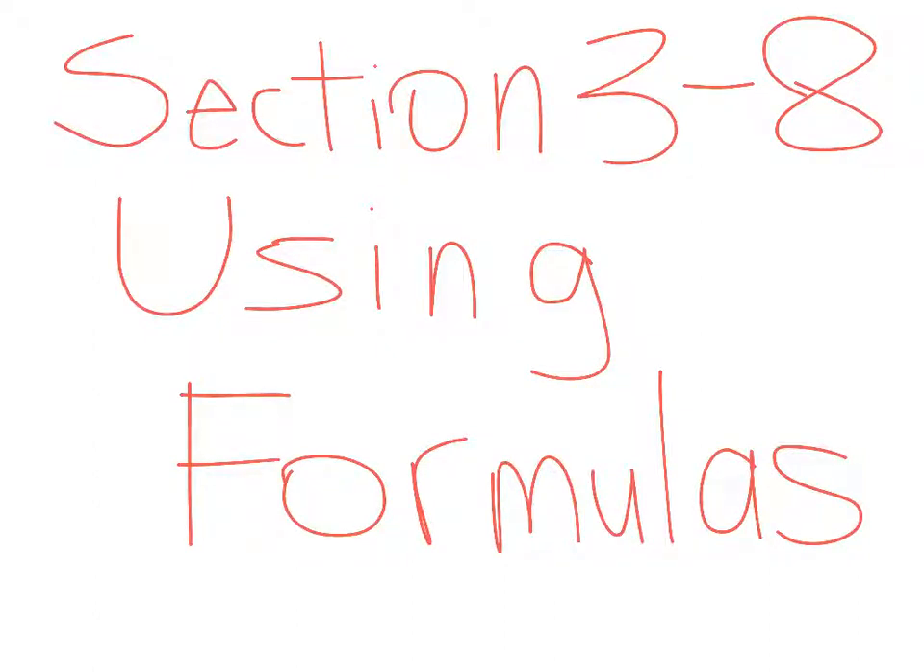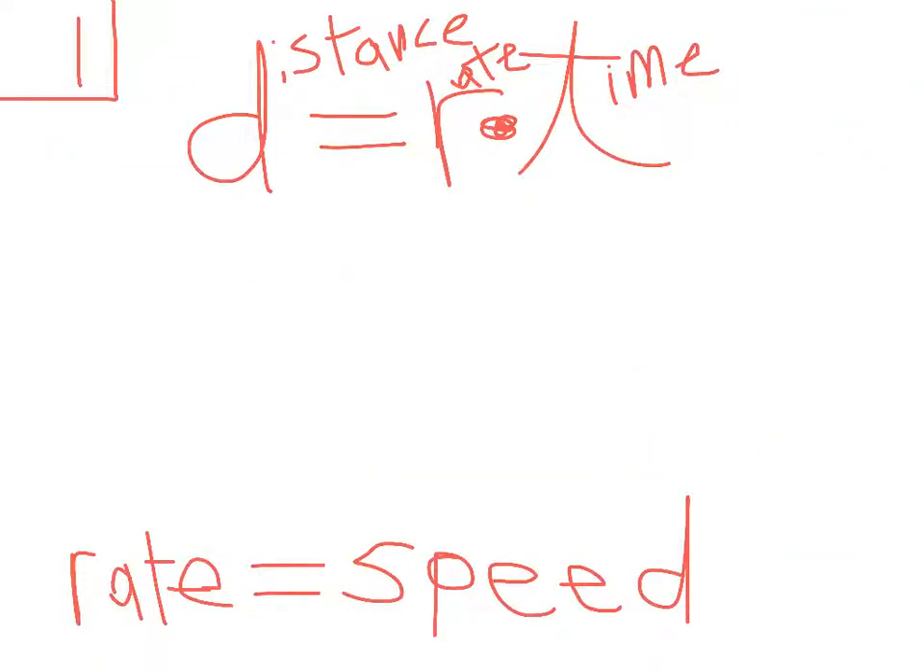All right, this is section 3-8, using formulas. First example we have is example 1. This is on page 162. It says, what is the rate in miles per hour of a dolphin that travels 120 miles in 4 hours?